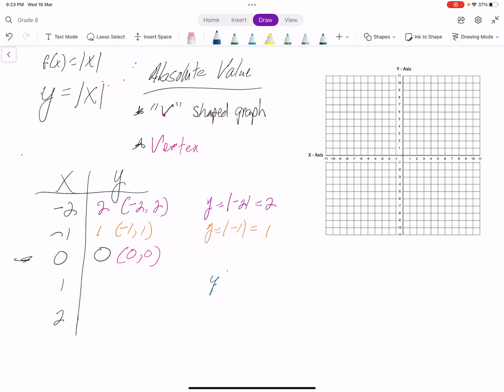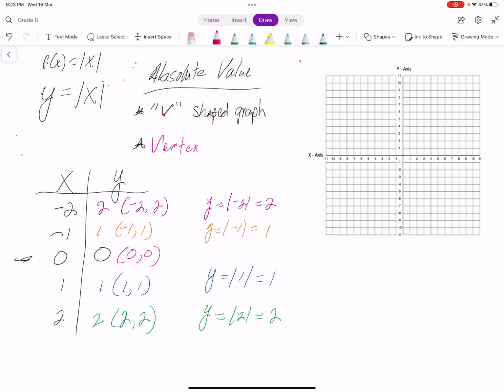Then we're going to plug in y is equal to the absolute value of positive 1, which is equal to 1. So it gives us the ordered pair 1, 1. And then the last one is going to be where x is equal to 2. So the absolute value of 2 is also equal to 2. And it generates a point of 2, 2. Once again, once we have these, we just go ahead and plot them.